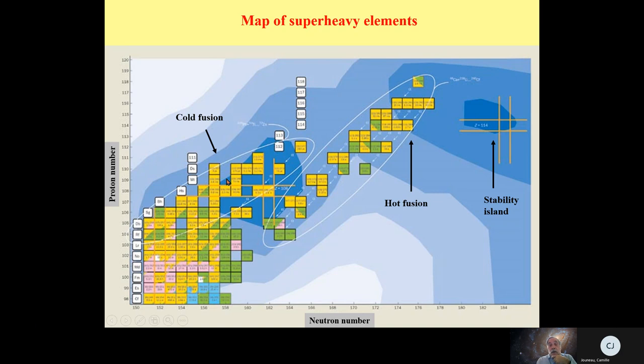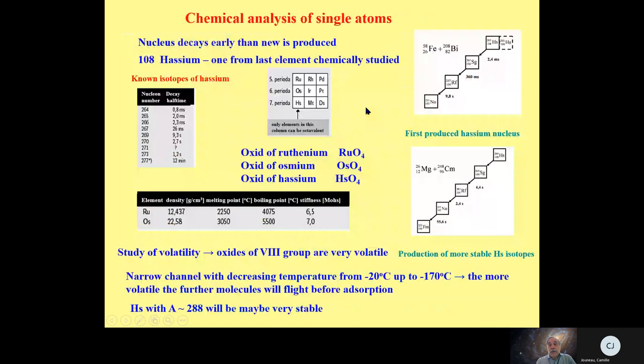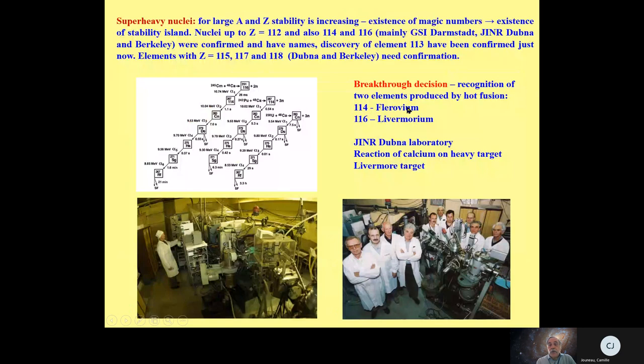This is the situation from approximately 15 years ago. Later, it was possible to see more isotopes, and it was possible to connect these two parts together. That was the reason why it was also possible to confirm these elements which were produced by this hot fusion. And first of them were element 114, which was named flerovium, and 116, which was named livermorium.